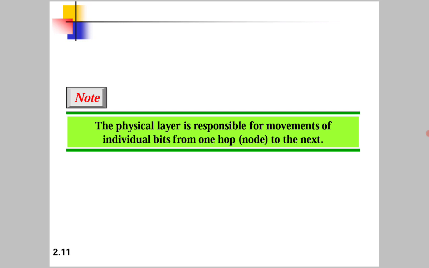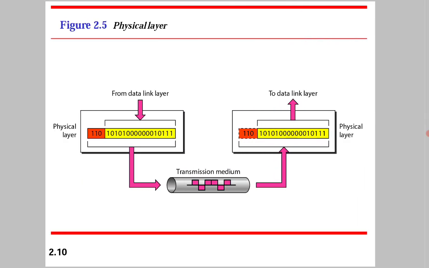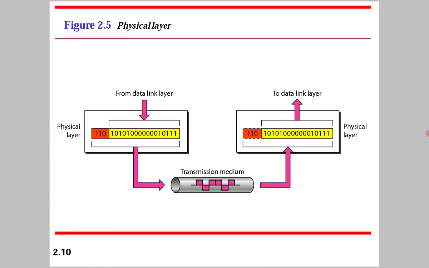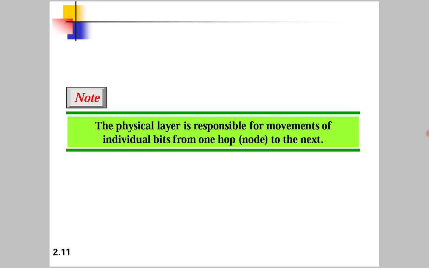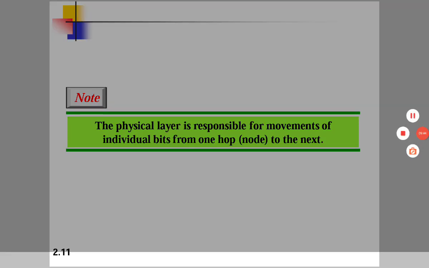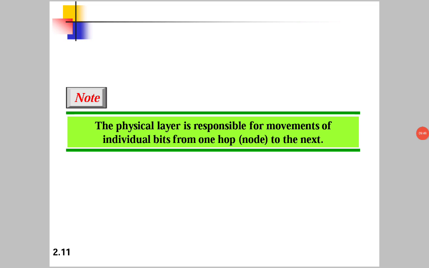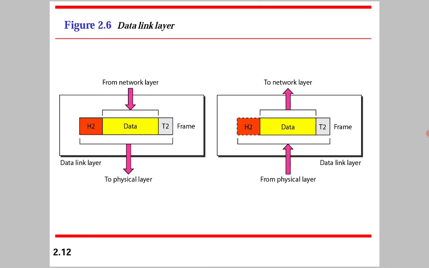The physical layer is responsible for the movement of individual bits from one host or node to the next. In the physical layer, data in bits, meaning binary digits, is used to communicate from one node to another, one computer to another computer, or one system to another system. So bits are the units used in the physical layer to transmit data or information.